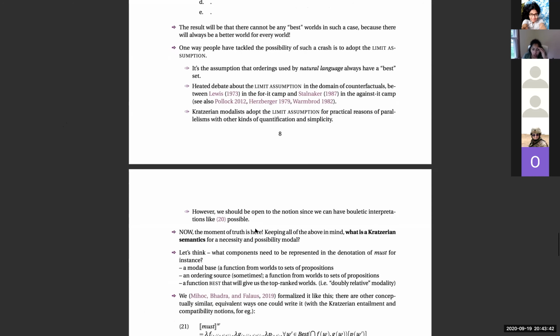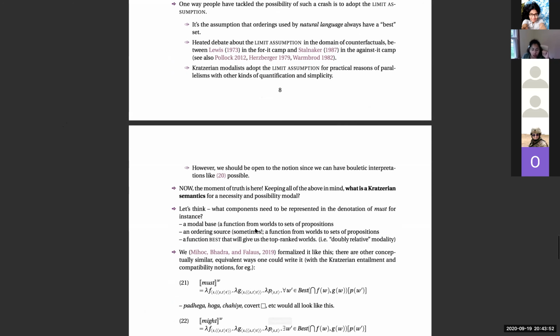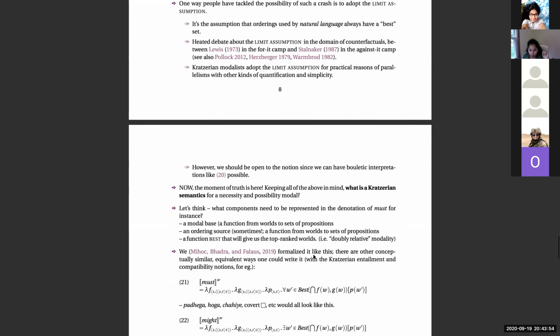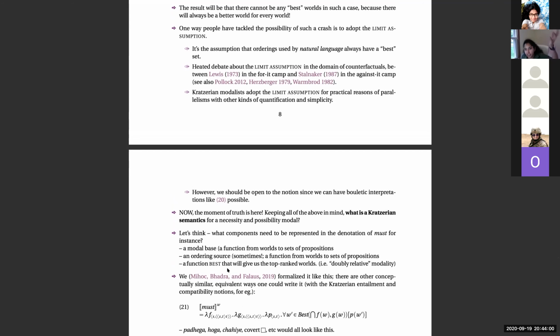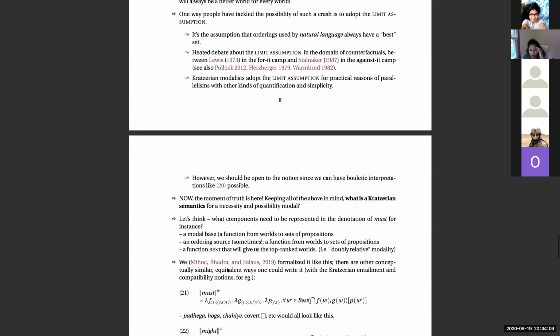Okay, so now how do we write the semantics of modals then? Okay, with all of this information, we formalize it this way in the paper. There are other conceptually similar equivalent ways you could write it. For example, you could write it with the criterion entailment and compatibility notions, right? Instead of the way we have it here. So let's see what this even means. Okay.